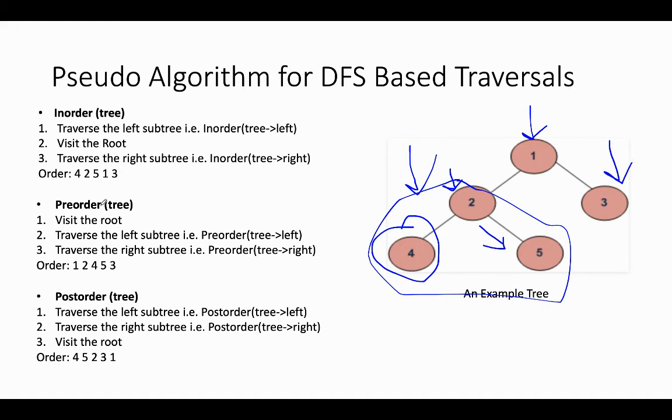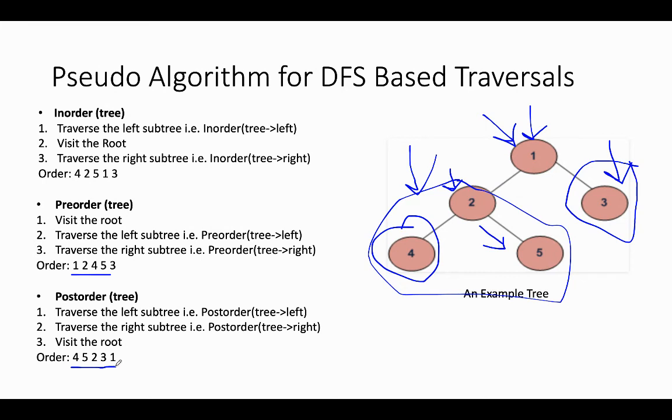There is just a slight difference between in-order, pre-order, and post-order. In the case of pre-order, we first visit the root node, and then we visit the left subtree, and then we visit the right subtree. Similarly, in post-order, we traverse the left subtree first, then we visit the right subtree, and then we visit the root. You can easily calculate this order by doing this exercise yourself.